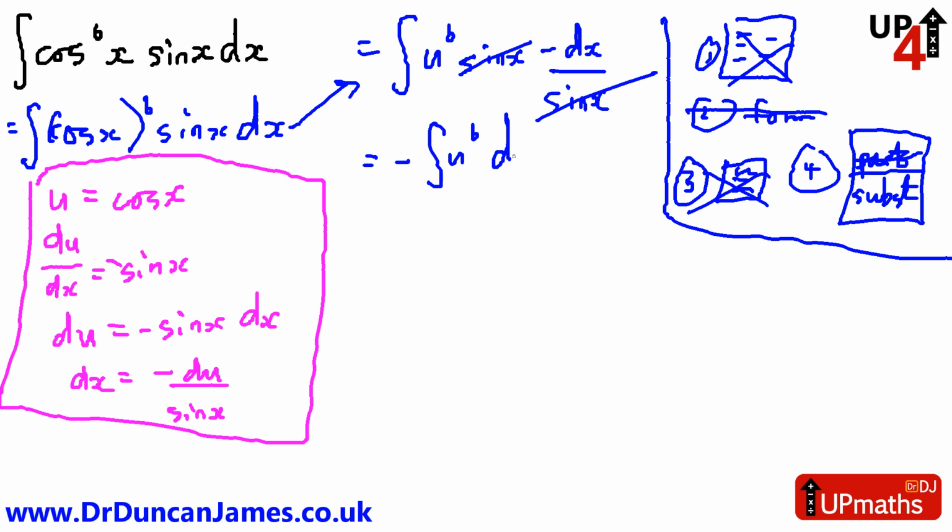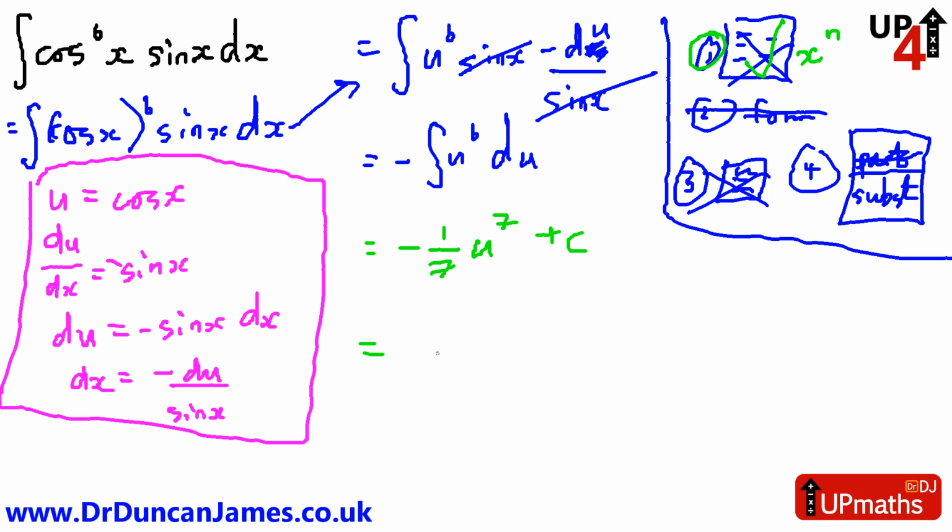U to the 6. Oh, can you spot my deliberate mistake? That should have been a u to the 6 du. So then we have to revisit the decision about can we integrate. Is it one of the easy ones? Oh yeah, it is, because that's just like x to the n. So I'm just going to integrate that like x to the n, so that'd be 1/7 u to the 7, and then put a plus c.